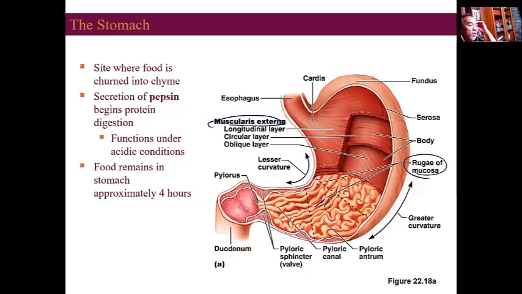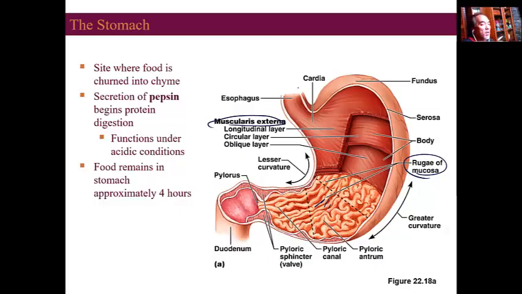So when the food is churning around the stomach like a washing machine, it's going to hit the wall of the stomach called rugae, and will further pulverize the food to become chyme. It's just like a washboard.